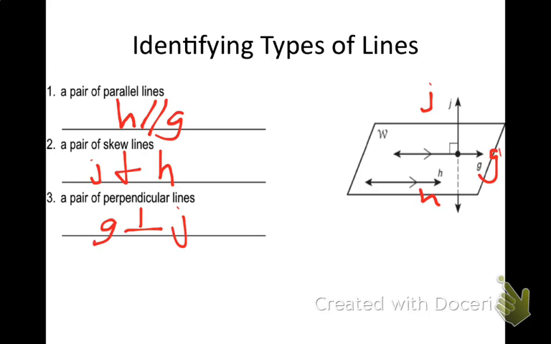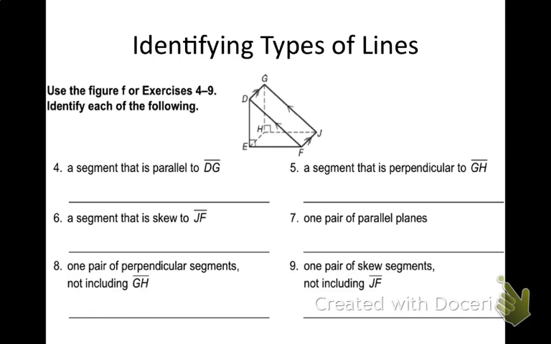Same idea now. I'd like you to try these six. So take a couple moments here, try these six. Identifying segments. Number four. A segment that is parallel to DG. There are two of them up there. What's one of my parallel segments, Max?